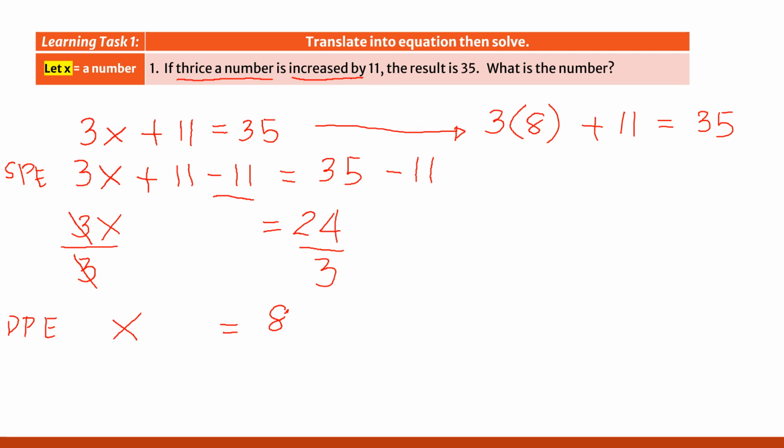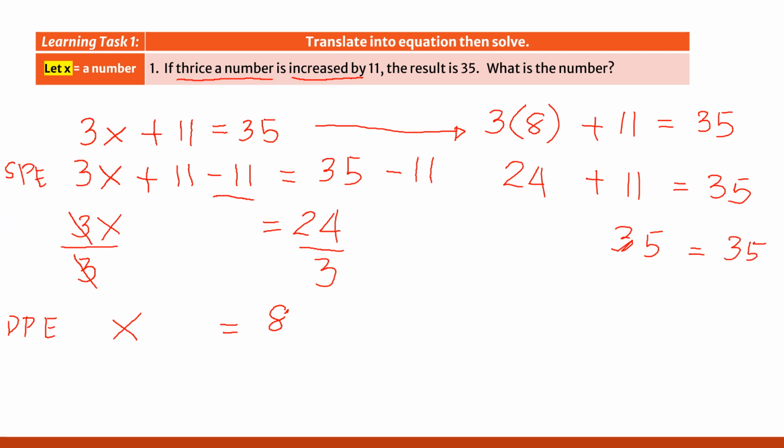Kasi kung matatandaan nyo, di ba, pag sinabi natin 3x, that is 3 times x, di ba? Kaya naman kung ang x ay 8, so that is 3 times 8. So 3 times 8 is 24. And then 24 plus 11 is equal to 35. Is 24 plus 11 35? Yes, it is. Kaya naman, 35 is equal to 35.